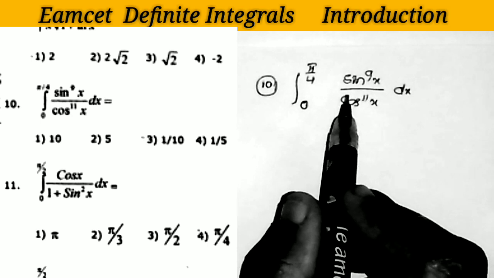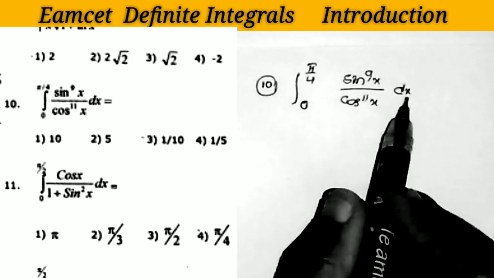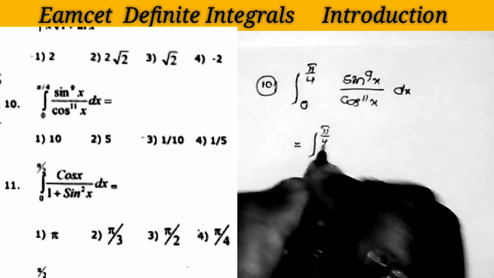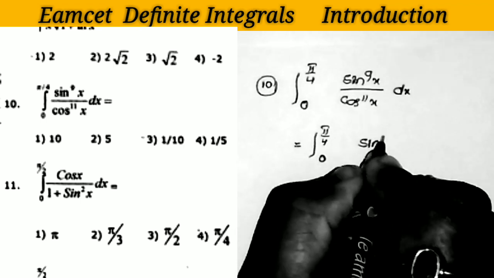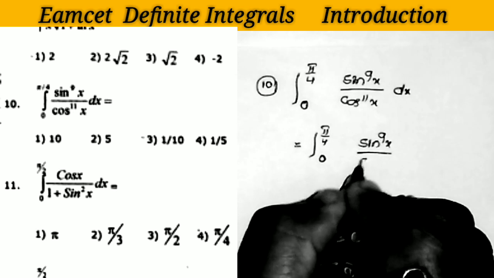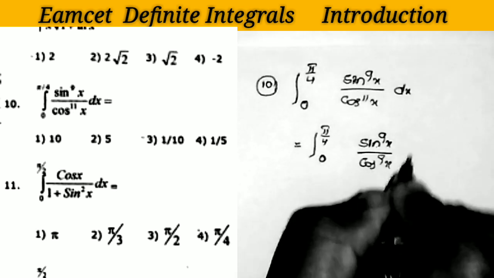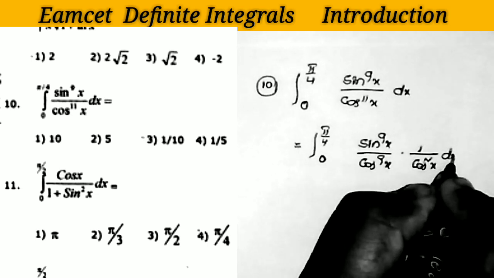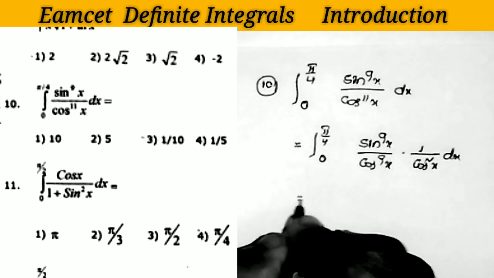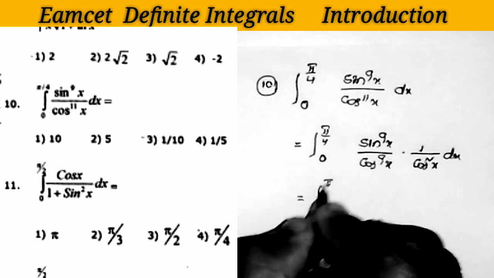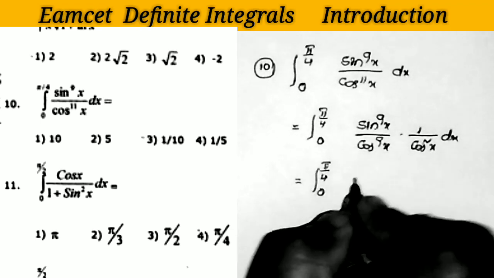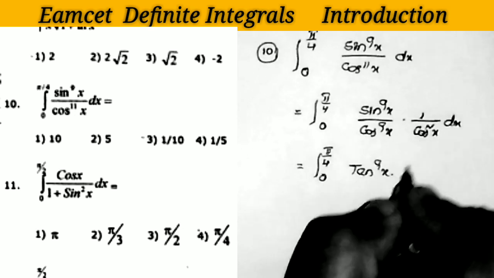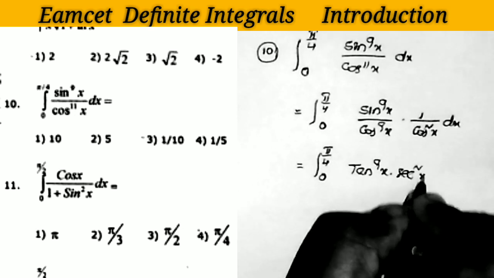Integral 0 to pi by 4 sin power 9x by cos power 11x into dx. First I take this value as sin power 9x by cos power 9x into 1 by cos square x into dx. Cos power 11 is equal to cos power 9 into cos square. We are splitting like that. Now what is sin power 9 by cos power 9? That is tan power 9. And what is 1 by cos square x? Secant square x dx.